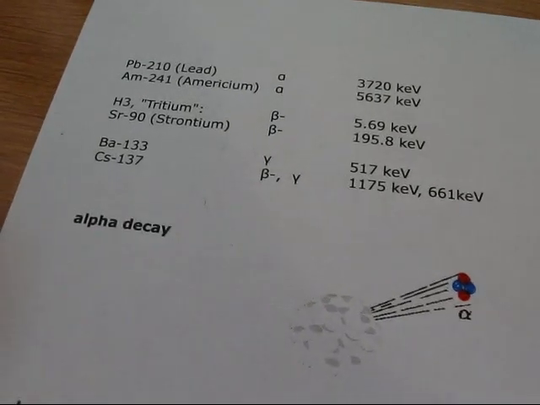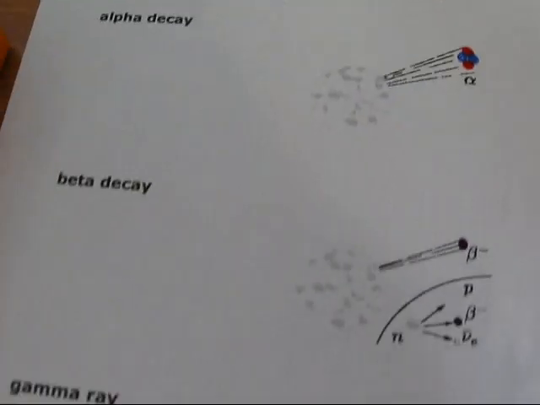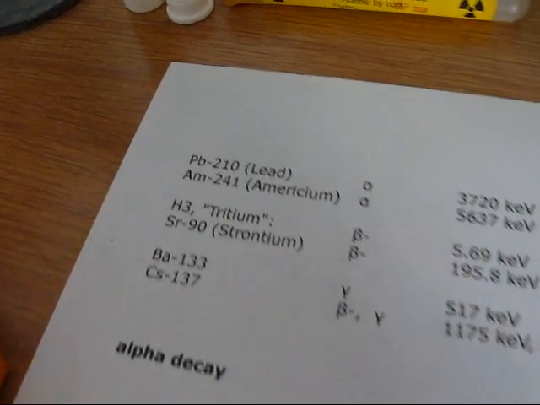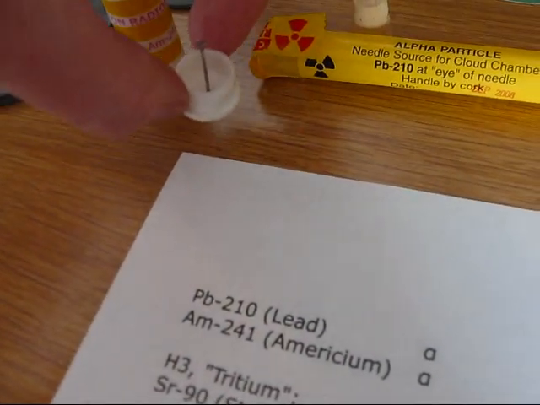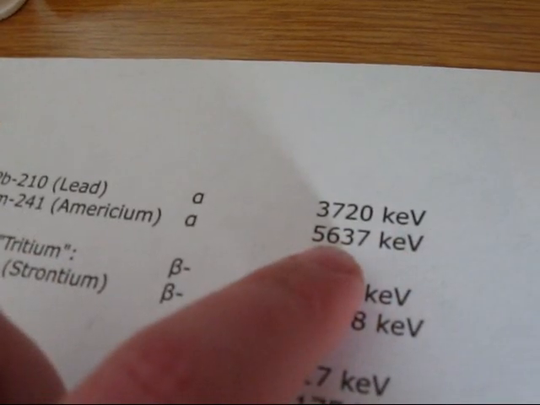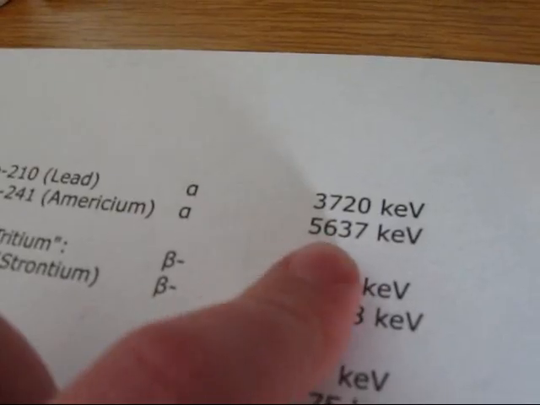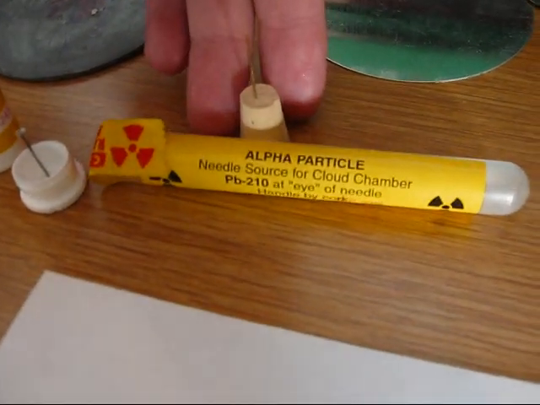Today we will look at different modes of decay, that is alpha decay, beta decay and gamma emission. We will use americium-241 for this, which is an alpha emitter, and we will also look at the different decay energies. You can see americium-241's alpha particle has an energy of 5637 kilo electron volts. We will also look at a needle source of lead-210, which has 3720 kilo electron volts.